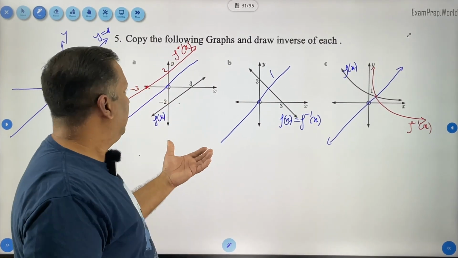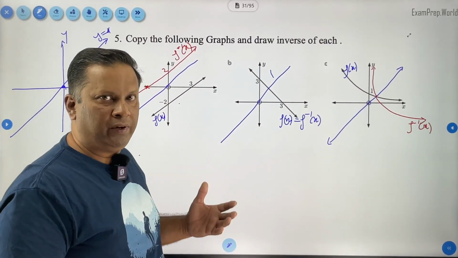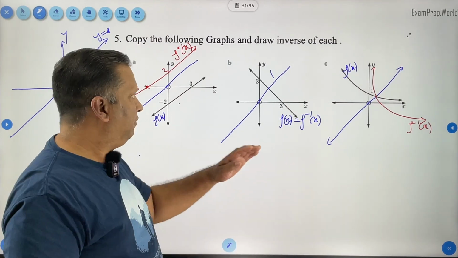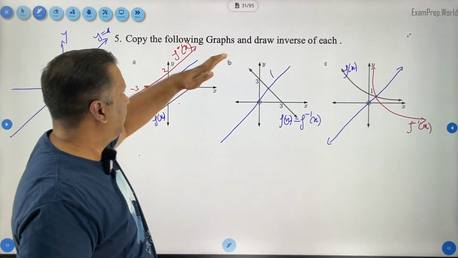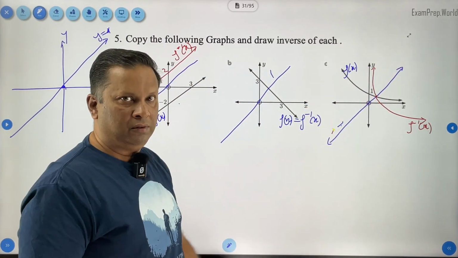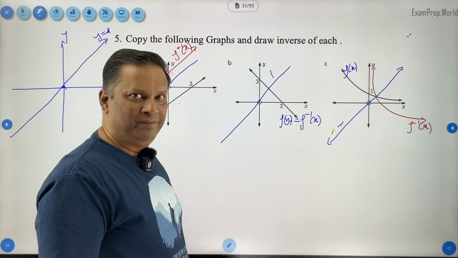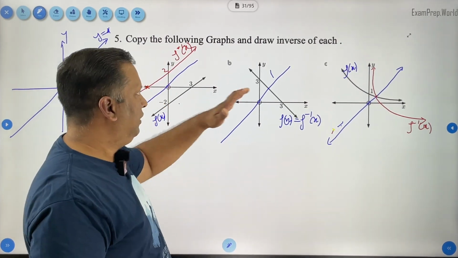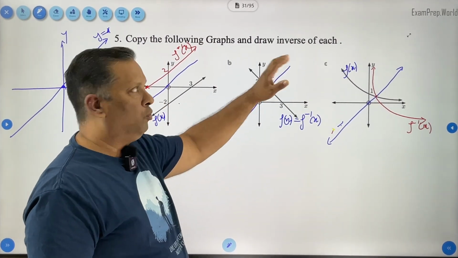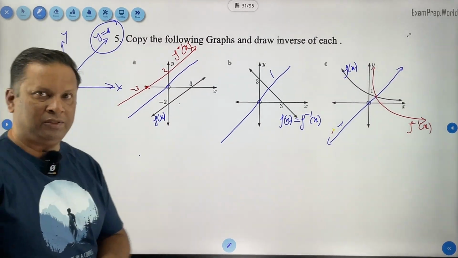This kind of question may not come in e-assessment, but definitely you should know that when you graph the inverse of a function, it's always a reflection on this particular axis. If you remember this, it will help you in your DP and other areas wherever you have to apply inverse functions, right? Easy to remember. Inverse is reflection on the axis y equals x. Reflection on this gives you the inverse.